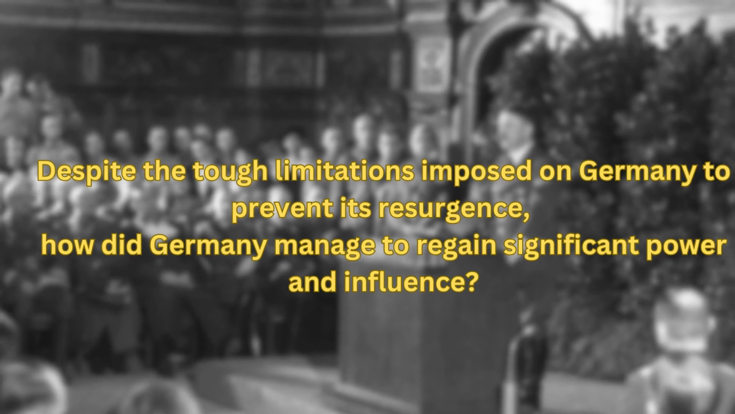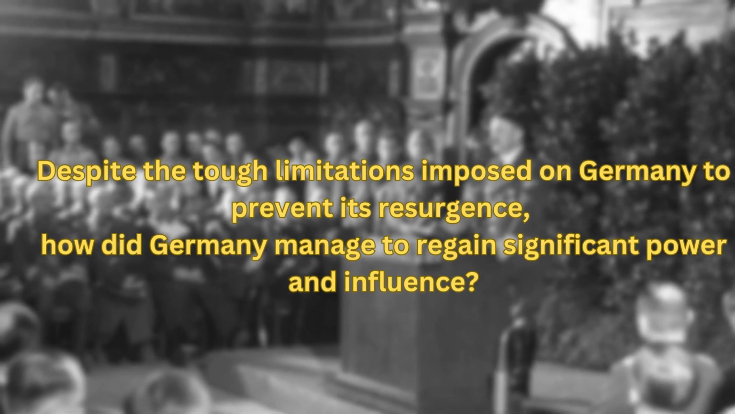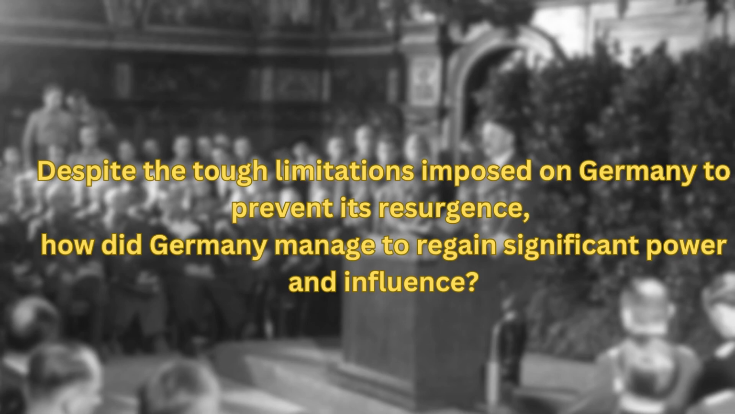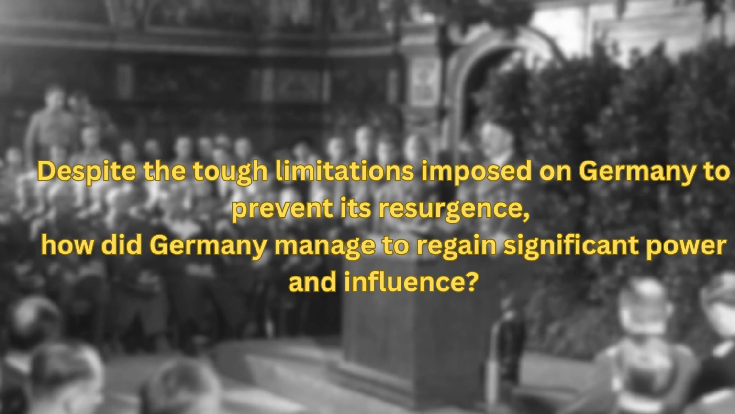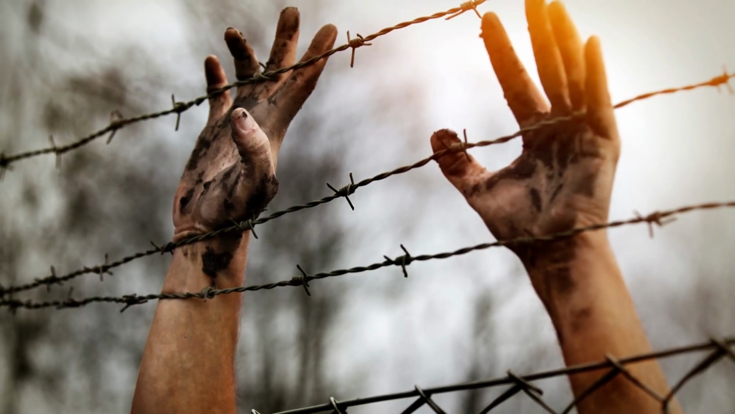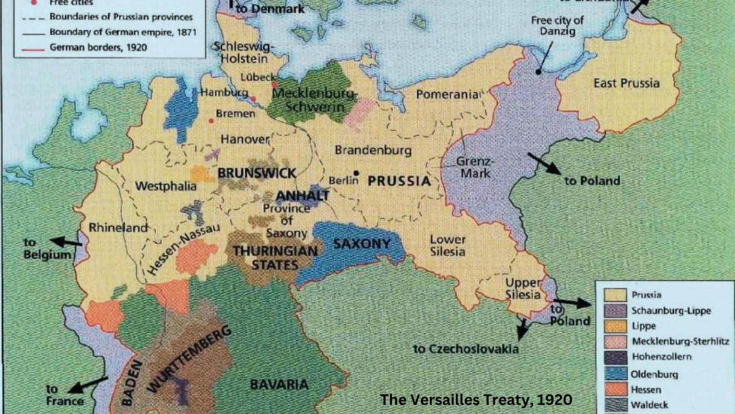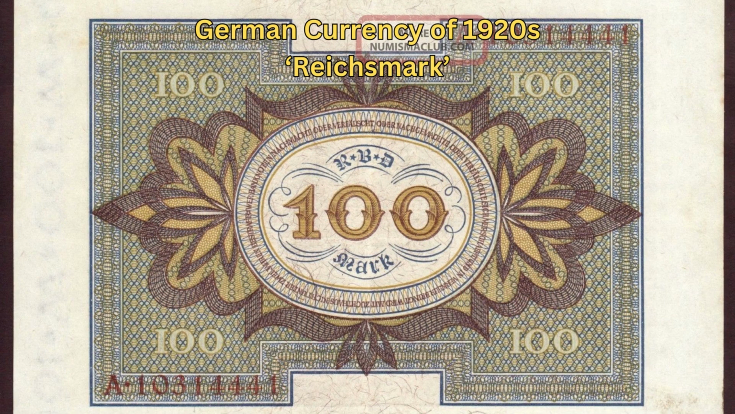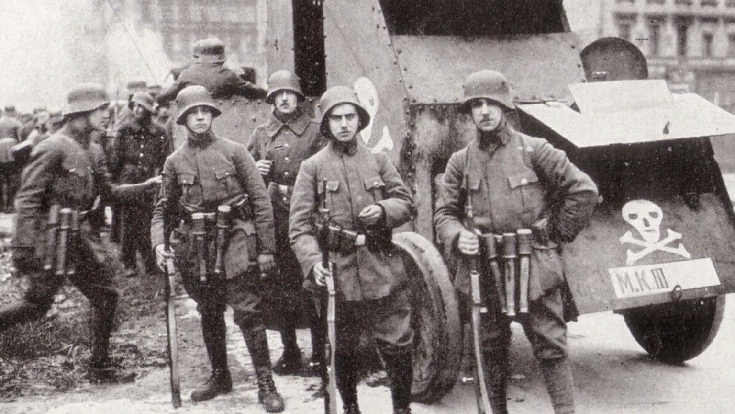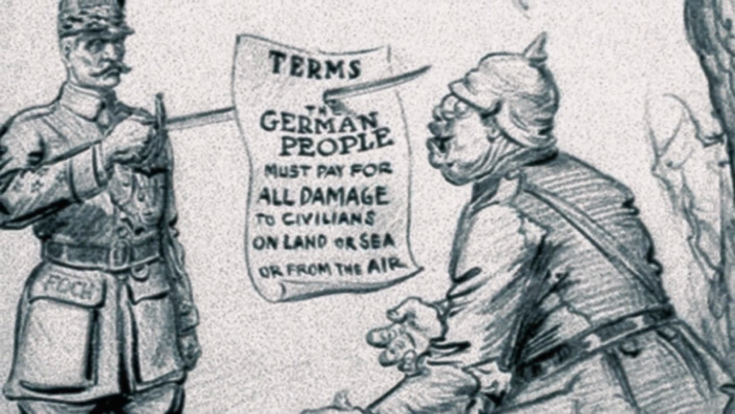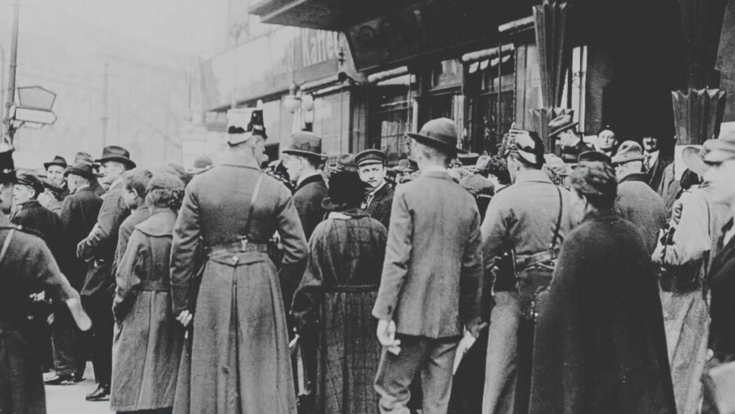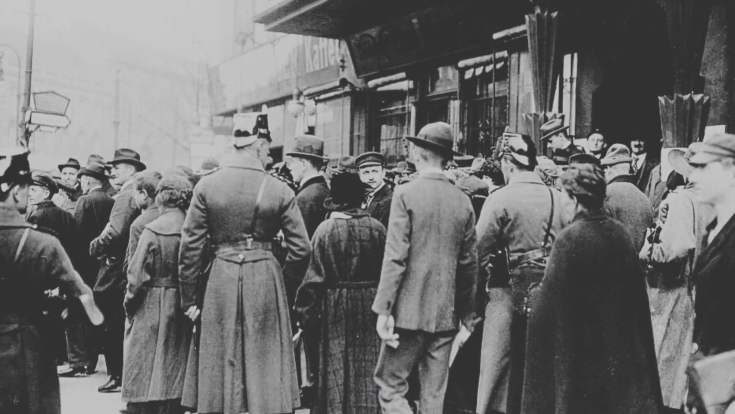Despite the tough limitations imposed on Germany to prevent its resurgence, how did Germany manage to regain significant power and influence? While there are a lot of reasons politically, socially, and psychologically, the treaty imposed very harsh terms on Germany, including territorial losses, military restrictions, and heavy reparations payments. Germany lost significant territories to neighboring countries, its military was limited in size and capabilities, and it had to make large reparations payments to the Allies. These terms were seen as humiliating by many Germans and fueled a sense of injustice and resentment.